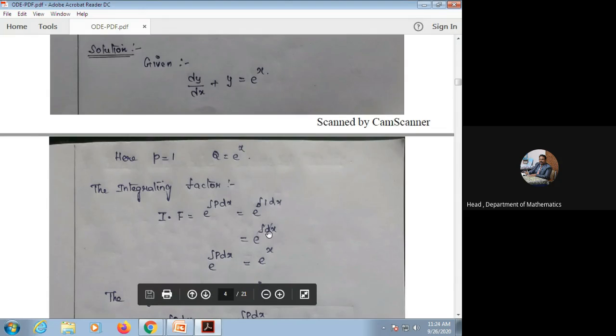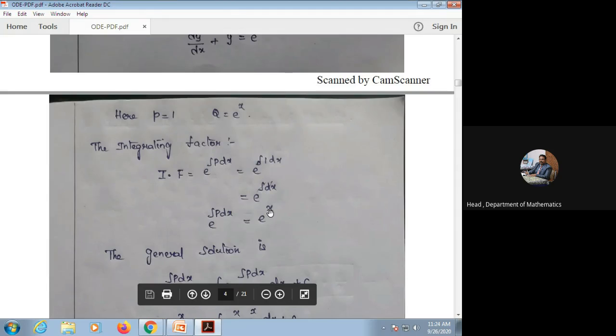So the given equation is dy by dx plus y equal to e power x. How to compare this first order equation with the general form? Here p value is 1, that is, the y coefficient is 1, therefore p value is 1 and q equal to e power x. Here also we have to find the integrating factor, that is e power integral p dx. Here p value is 1, substitute here. Integration and differentiation are reverse processes, therefore these two cancel, and we get e power x. Therefore e power integral p dx value is e power x.